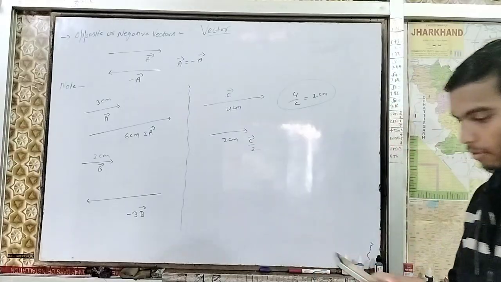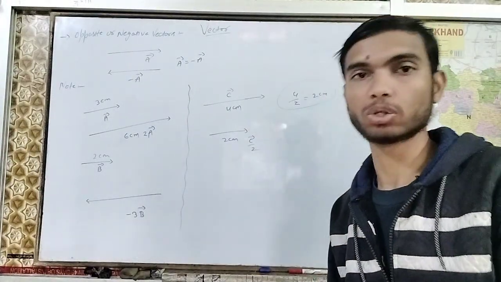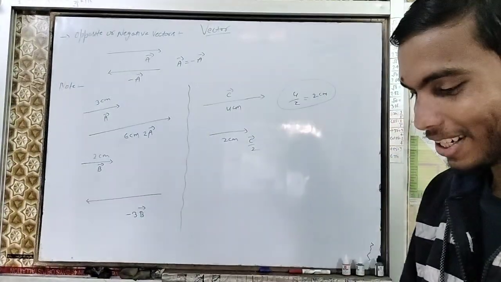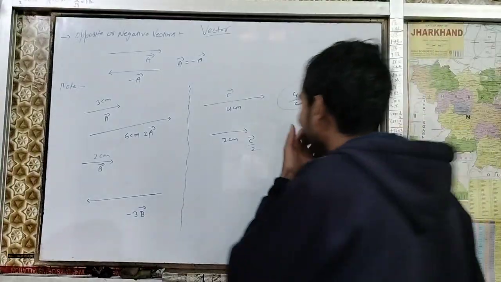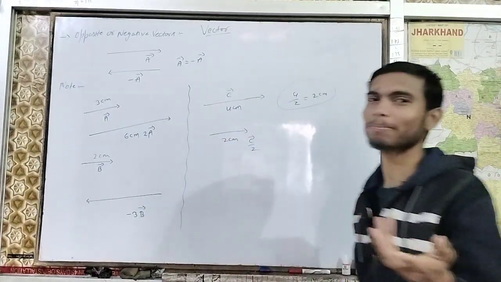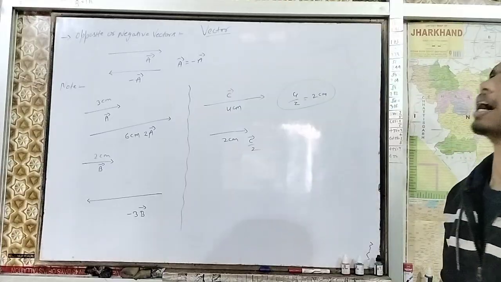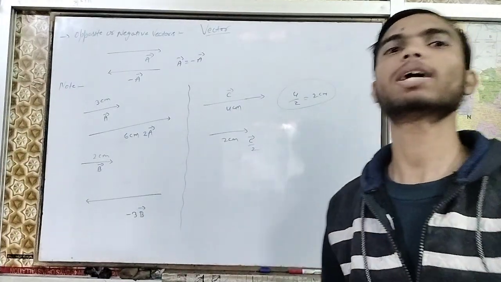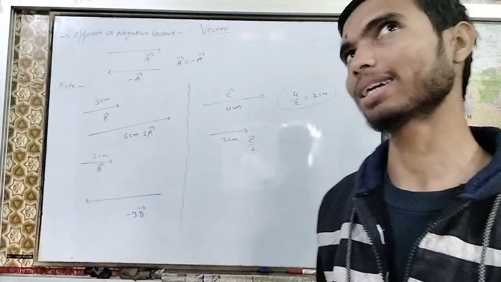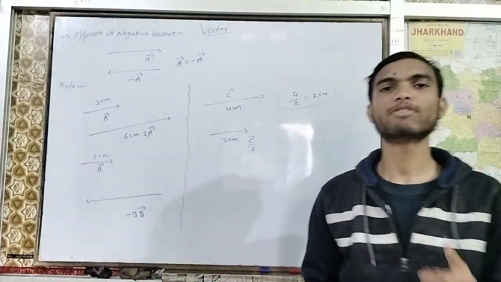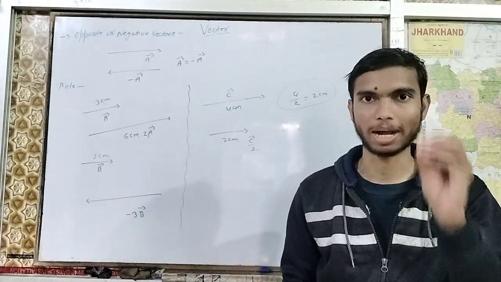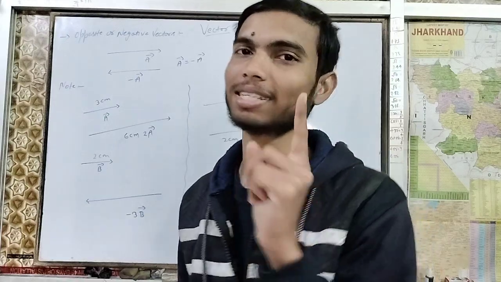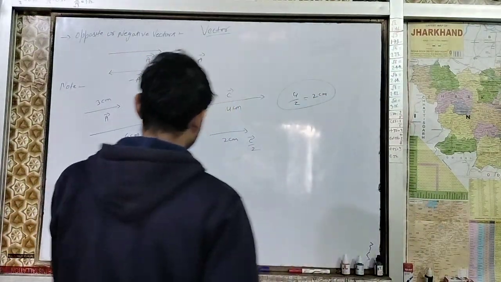Next point. If we multiply a vector by 0, then the magnitude will become 0. Direction will be the same, but magnitude will become 0. And this type of vector is known as a null vector, or zero vector, where magnitude is 0. A vector whose magnitude is 0 is a null vector or zero vector. Clear?